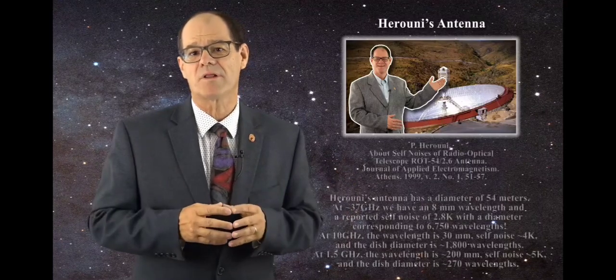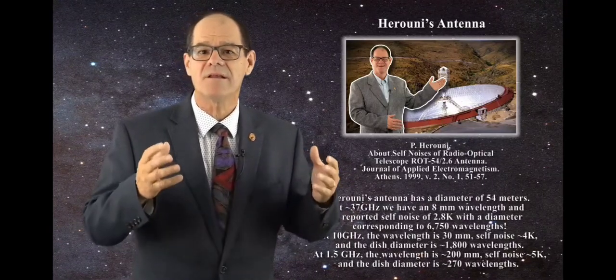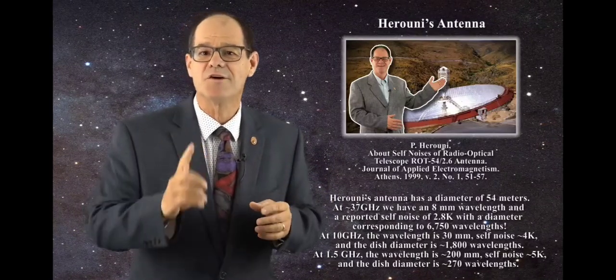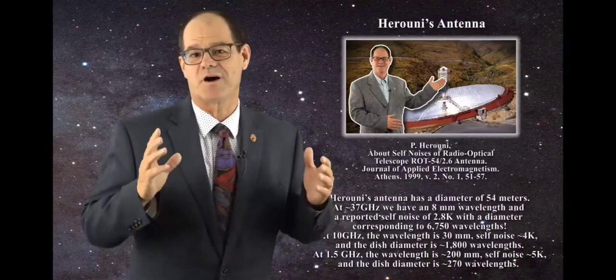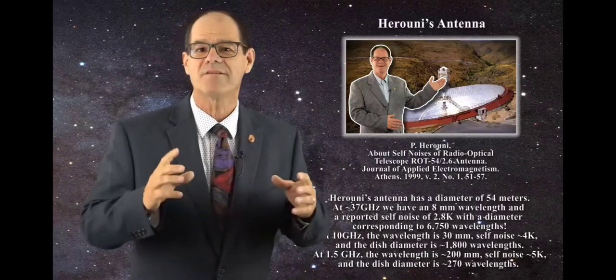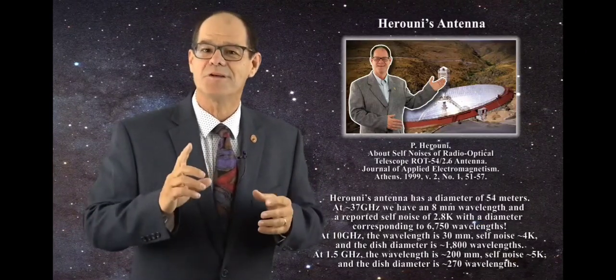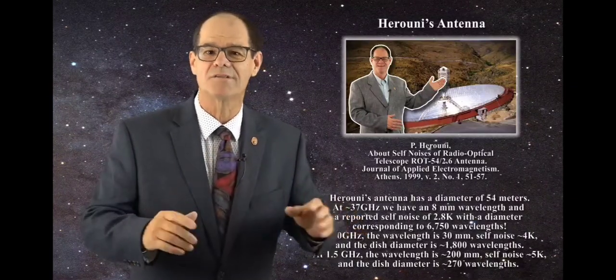In the microwave, Herouni's antenna has a self-noise of less than 3 Kelvin, as Herouni himself reported long ago. The antenna is essentially devoid of microwave radiation. That is a good thing for making astrophysical observations, of course, but at the same time, it is a sure proof that Kirchhoff's law of thermal emission was always false.